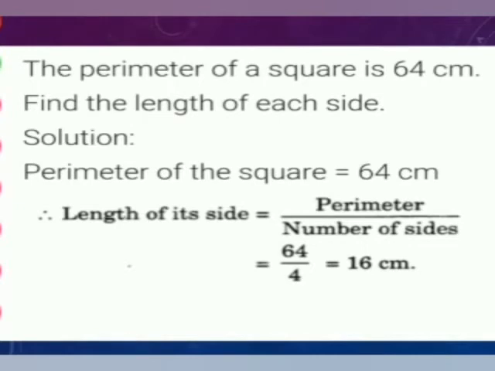Now the next question is, the perimeter of a square is given as 64 centimeter. Find the length of each side. So when regular figures are there, very easily you can calculate the side if the perimeter is given. The length of the side will be equal to perimeter upon number of sides. And since the number of sides is 4 in a square, the perimeter will be divided by 4 and it will give you the length of each side. If it is a pentagon, then the perimeter will be divided by the number of sides in the pentagon, which is 5. If it is a hexagon, then the perimeter will be divided by 6 and so on. This way you can calculate the length of each side.